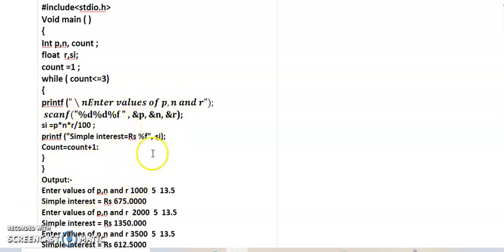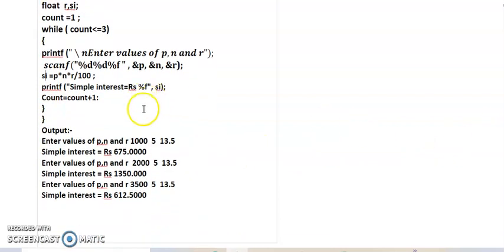Scanf means I have to put these values: 100, 5, 13, 5, 15, and now printf simple interest, the percentage float, so we get simple interest, first simple interest, second simple interest, third simple interest. So after that, this is the close.